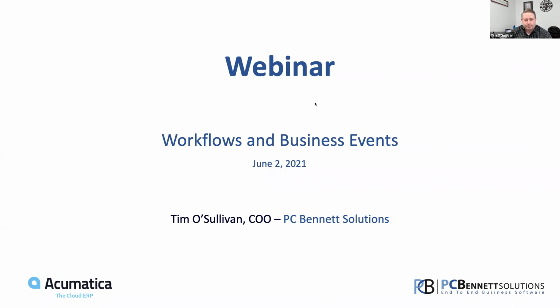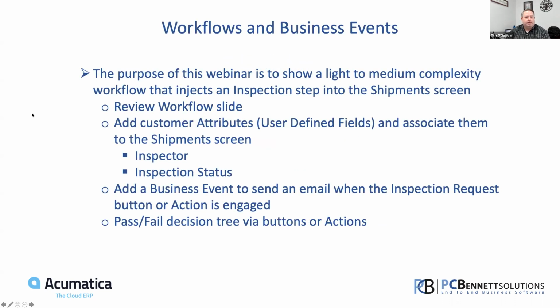What we wanted to accomplish with this one is to show the new workflow engine and create a light to medium complexity workflow that basically takes the shipment screen, and we're going to add an inspection step. So maybe somebody in the warehouse needs to review the pick and pack part of it, and we want to inject an inspection step into that. I'll show the flow chart of that on the next slide, but basically we're going to add some custom attributes, user-defined fields, to the shipment screen.